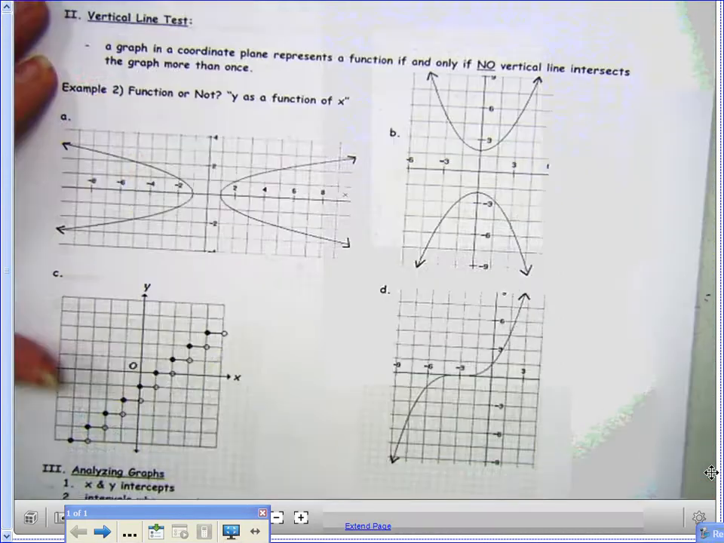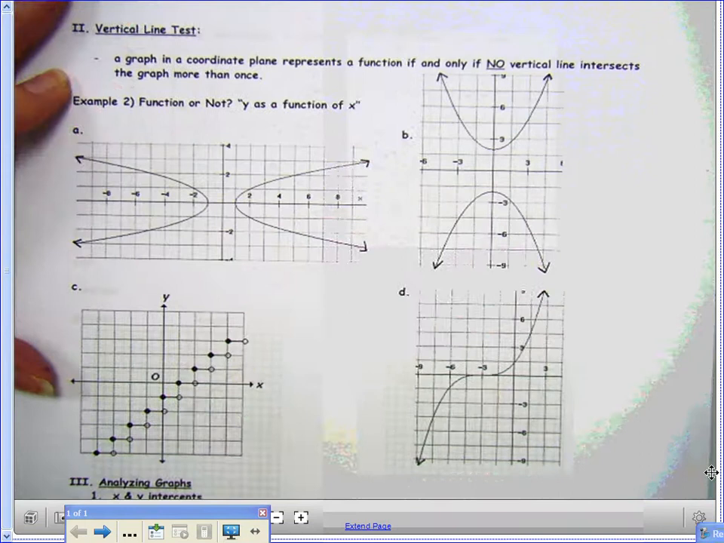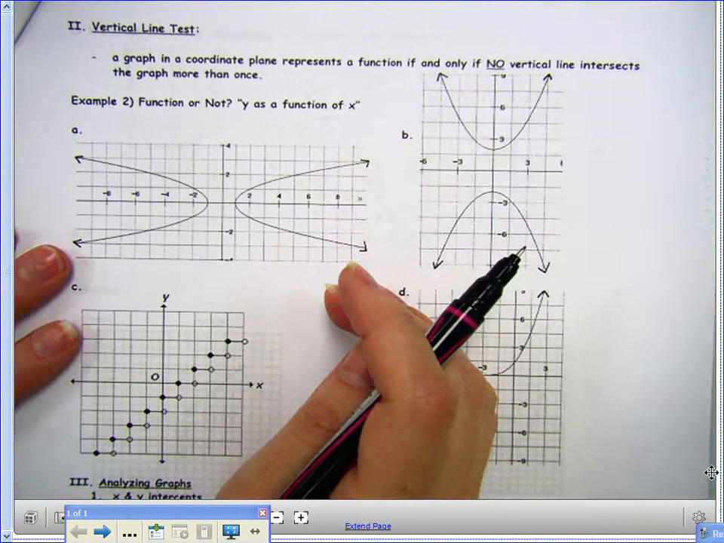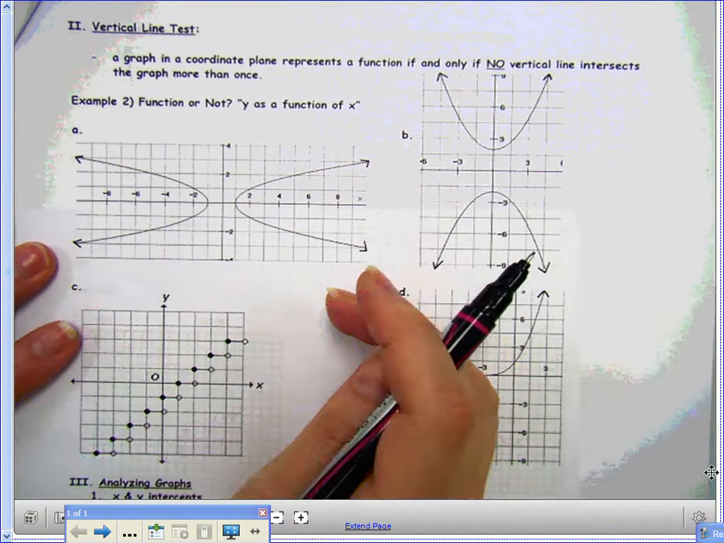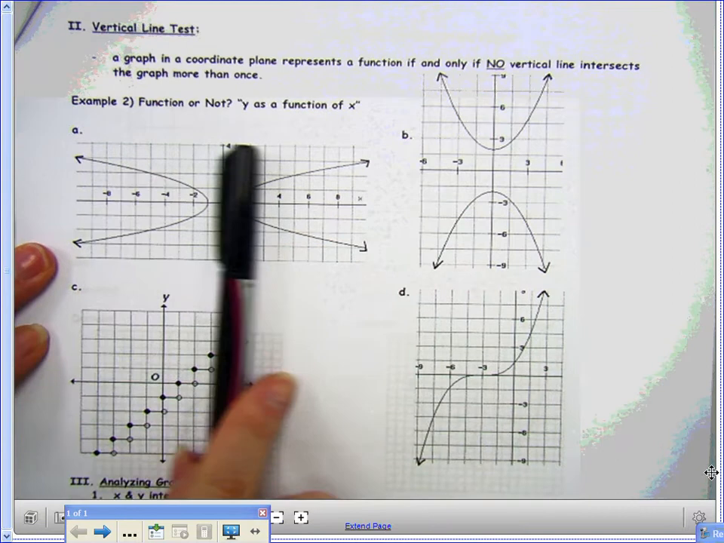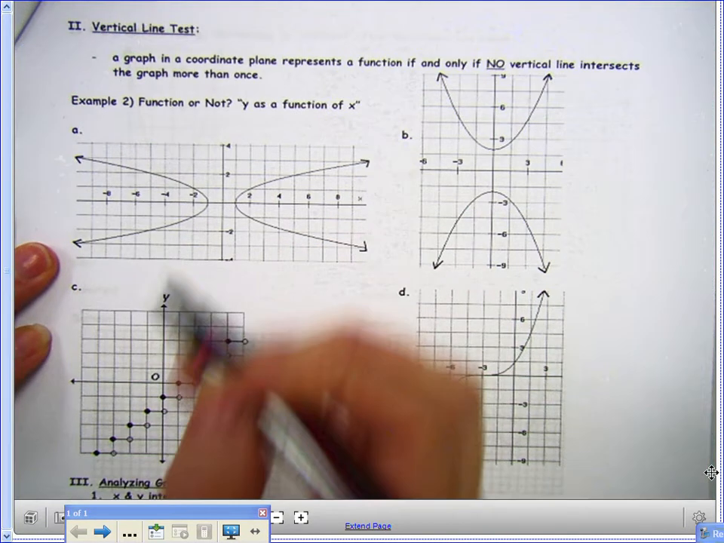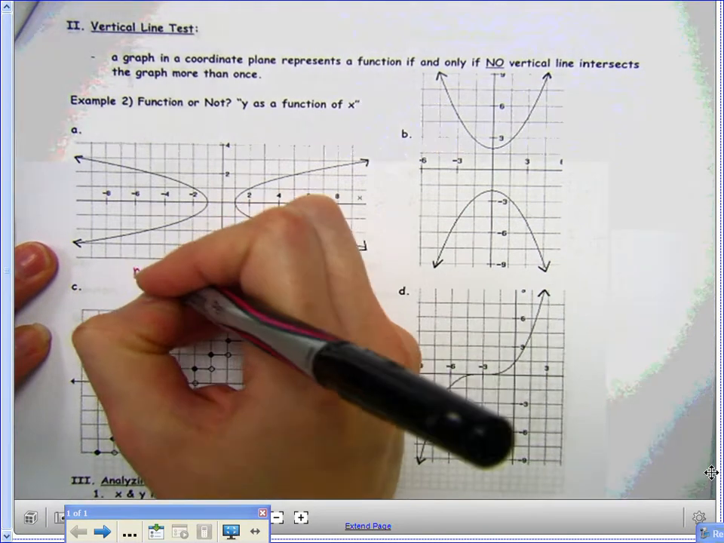So then the next part of what I want to talk about just real quickly is the vertical line test. The vertical line test, remember, just tells whether or not we have a function, so we're not going to spend very much time on this. Looking at A, is this a function? No, this would not be a function. It does not pass the vertical line test.